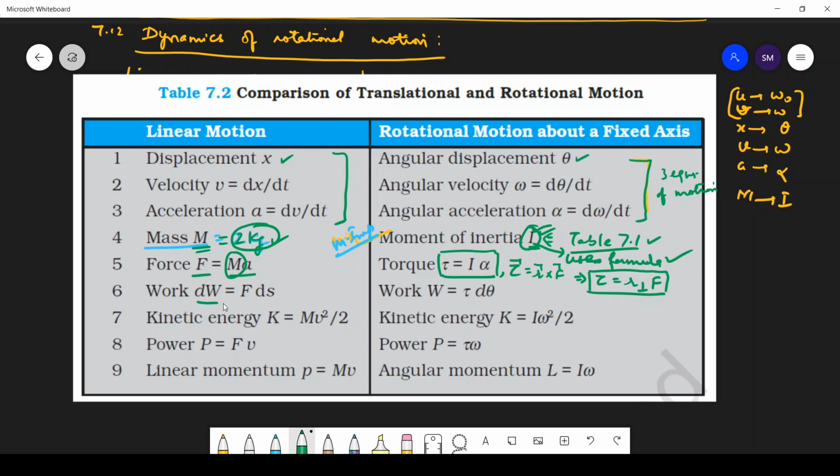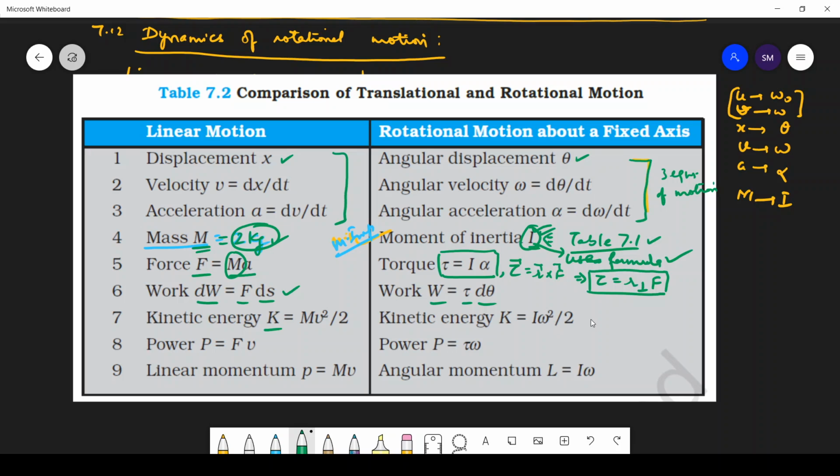Now we have small work done here. So work done is equal to F dot ds. We have written small work done because if this force is varying, then for small displacement it will be treated as constant. Now for work in case of rotational motion, force will be replaced with tau and ds will be replaced with d theta.